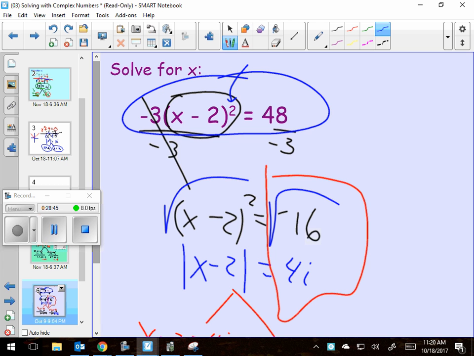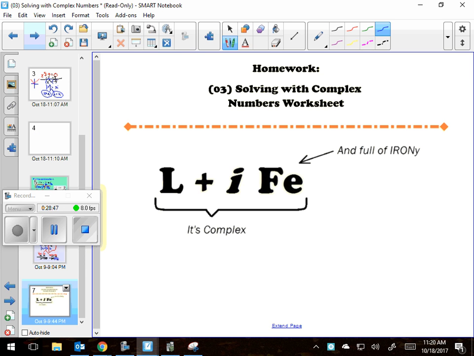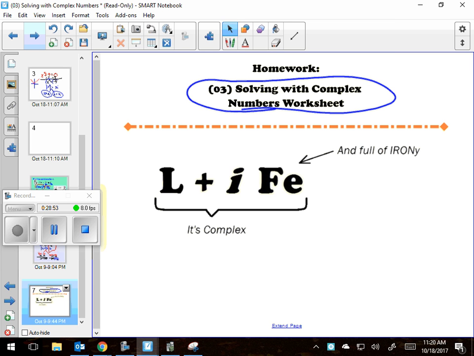Okay. All right. And now you have a worksheet right here called Solving with Complex Numbers Worksheet. I think since there's a test coming pretty soon and you have a long weekend, I think it wouldn't hurt you at all to just do all of them. So I'm not cutting this one down. We even got some time to work in class right now.